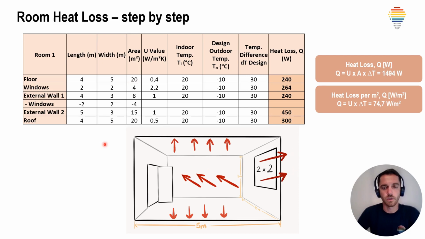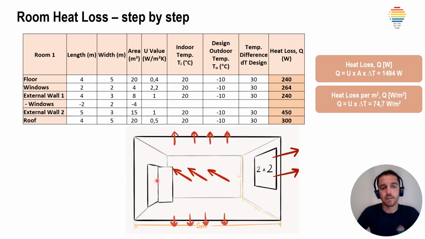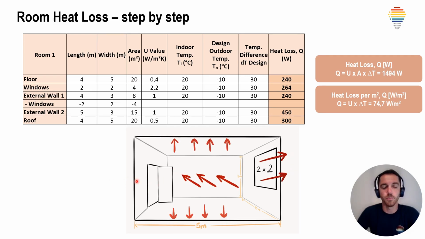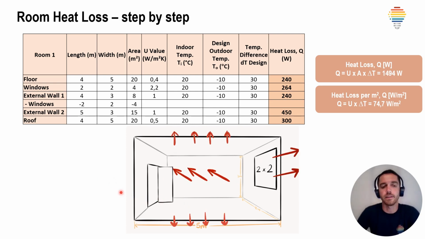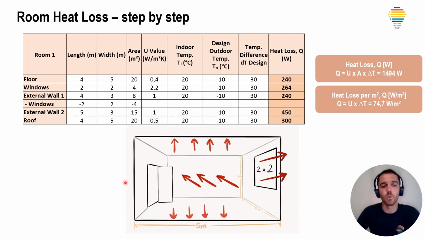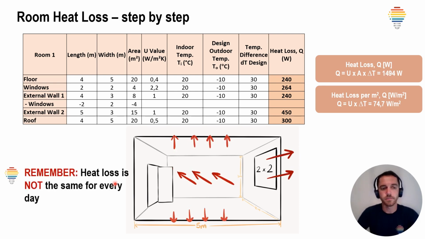What is also important to remember, here is an indoor door, and we don't have loss between each of these rooms because it's the same temperature. So here is 20 and here is also 20. This is an internal room. So delta T is 0, we don't have heat loss here.